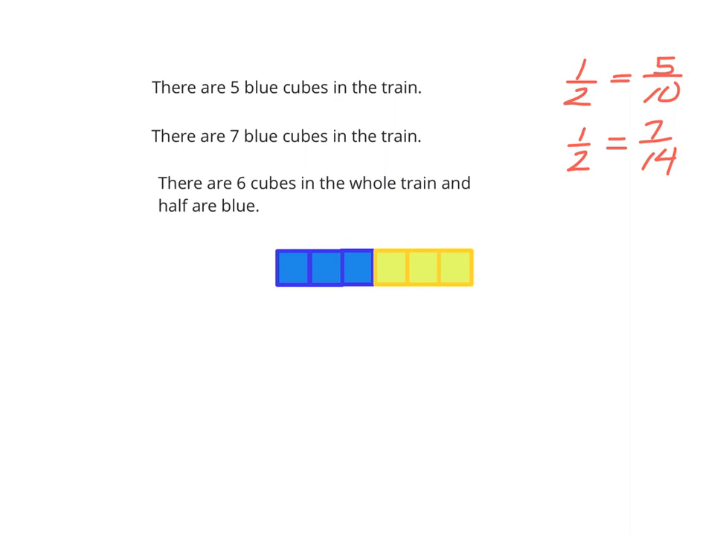So it would look like this. There are 6 cubes in the whole train. So we do have 6. 1, 2, 3, 4, 5, 6. In order to make it half, we would have 3 out of the 6. So the fraction for that would be 3/6, which is also equal to 1/2.